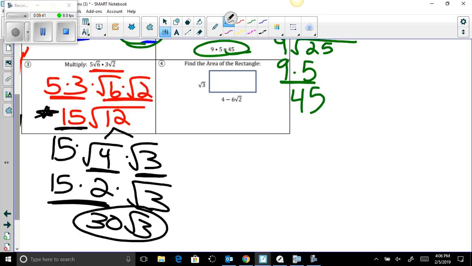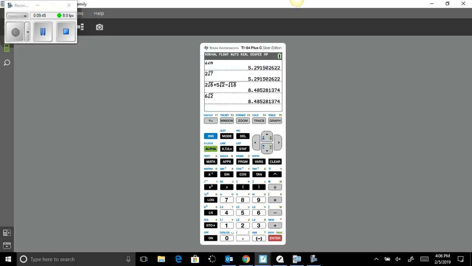Check myself on the calculator. Put in my question and put in my answer and make sure they have the same decimal equivalencies. So 5 radical 6, use your over arrow, times 3 radical 2, hit enter. Go ahead and put in my answer. And I should very well get the same decimal equivalencies. And I do, so I know I'm correct.